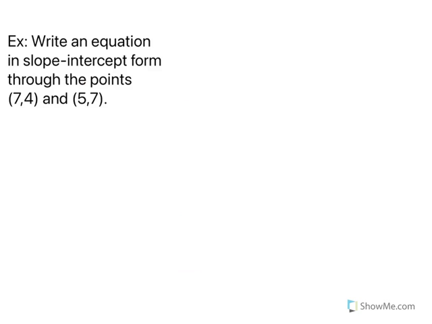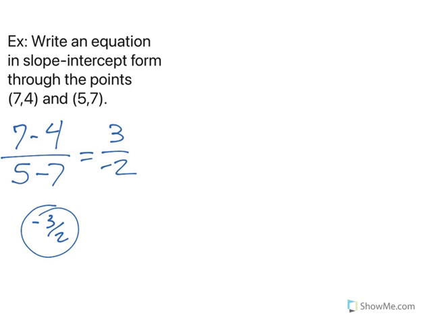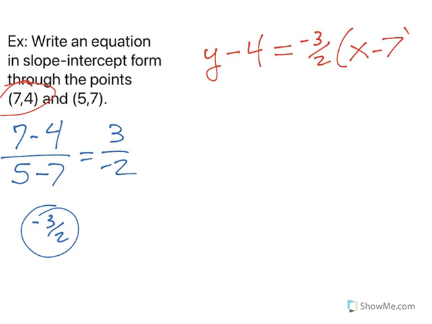All right, let's do one more just for fun. This is a little bit more challenging. We're going to have some fractions. So again, we're starting with our slope. y2 minus y1 over x2 minus x1. And I have 3 over negative 2. So there's my slope, right? Negative 3 halves is the slope. I am going to use the point, just for fun, (7, 4). So y minus y1 equals my slope times x minus x1.